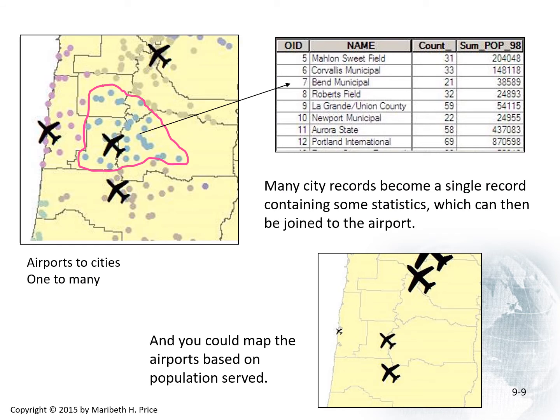Airports to cities is a one to many. Many city records become a single record containing some statistics, which can then be joined to the airport. So we have the count and we have the sum of the population. We could take that and do other things with it, but that's the gist of how this works. You could also use a graduated symbol size for the airports. The bigger that sum population, the bigger the symbol you use for the airports, indicating the population that is closest to those airports.